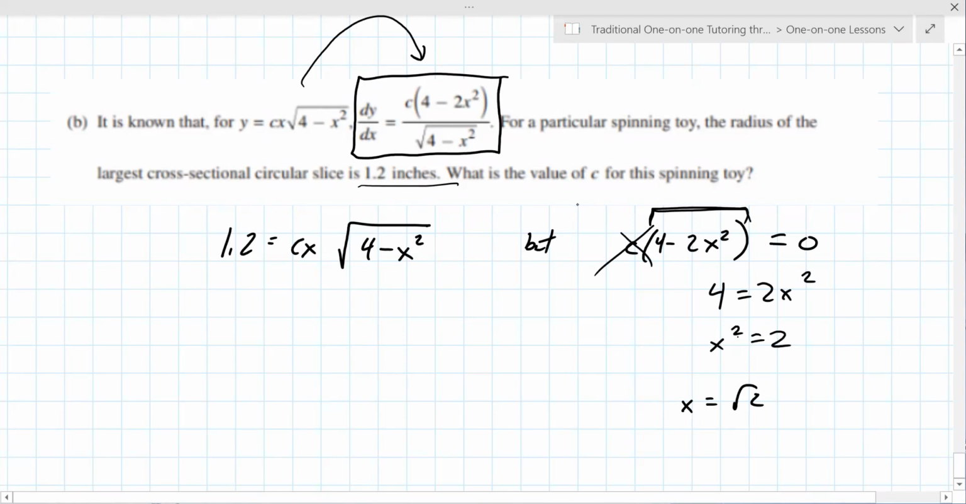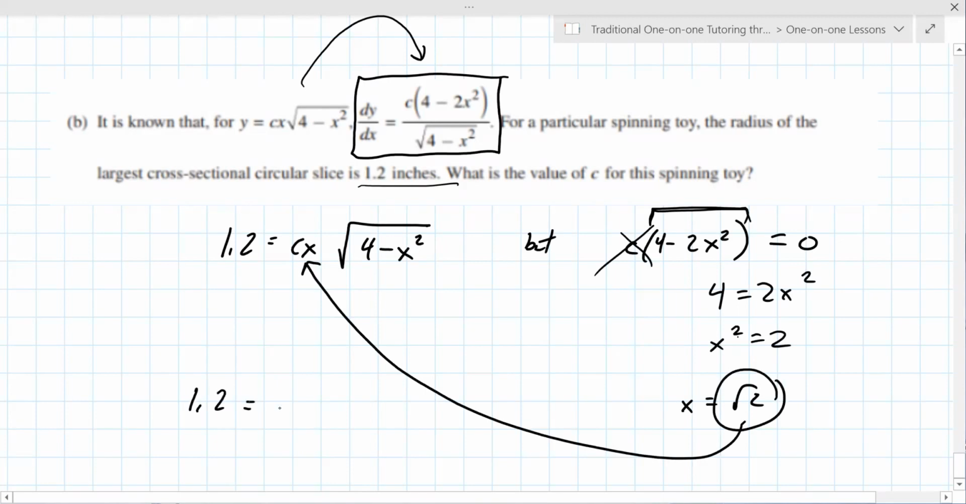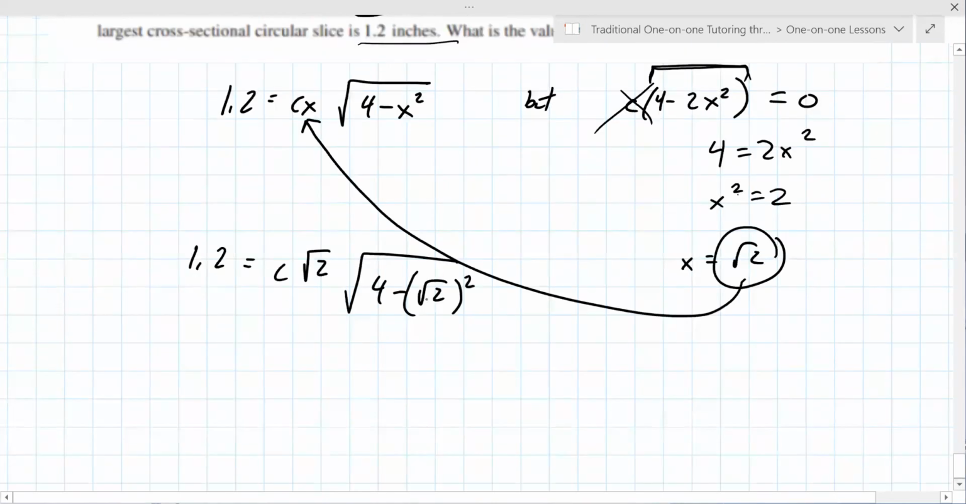Which, why do we care about that? Because now you can put this back into the original. Now I see it. So it's 1.2 equals c square root of 2, 4 minus square root of 2 squared. Oh wow, that works out nice because this is 4 minus 2 times the square root of 2. So it's 2c. So c equals 0.6.